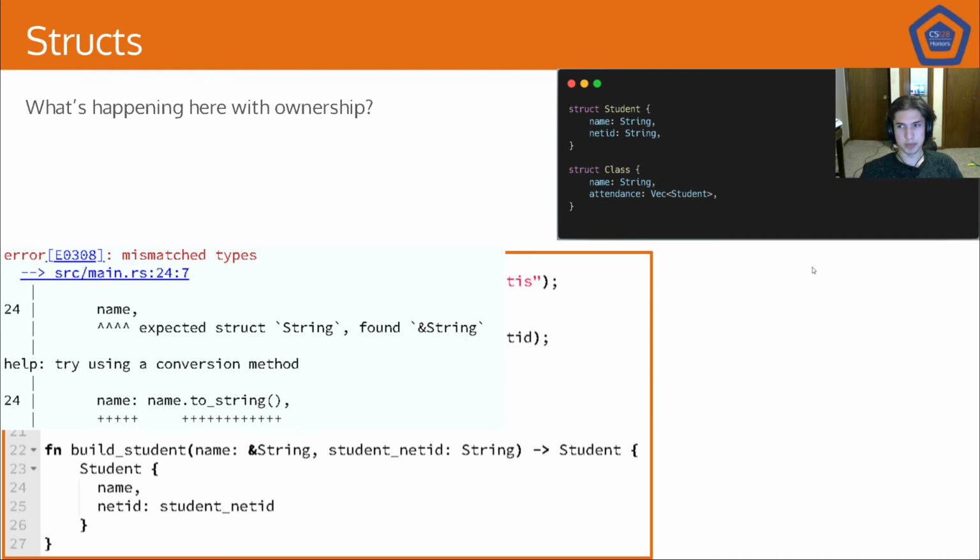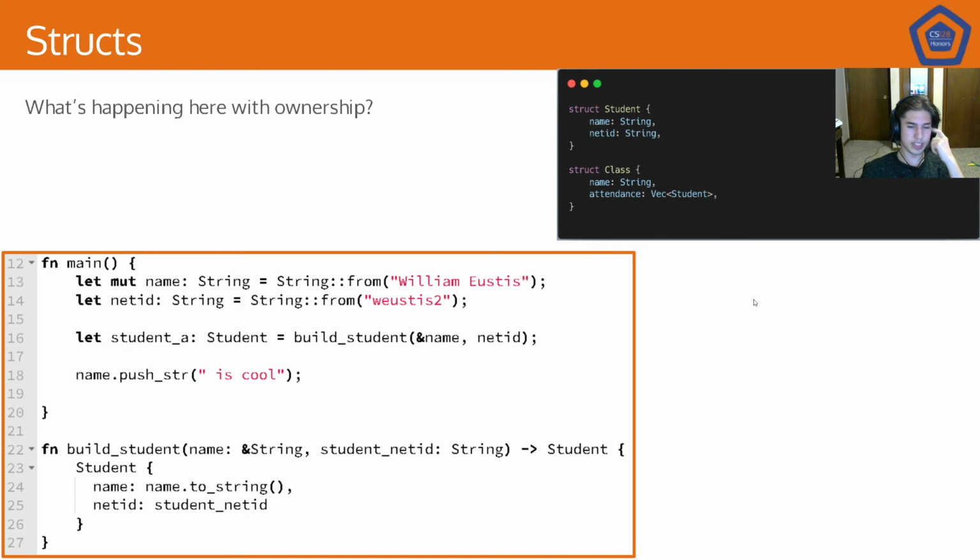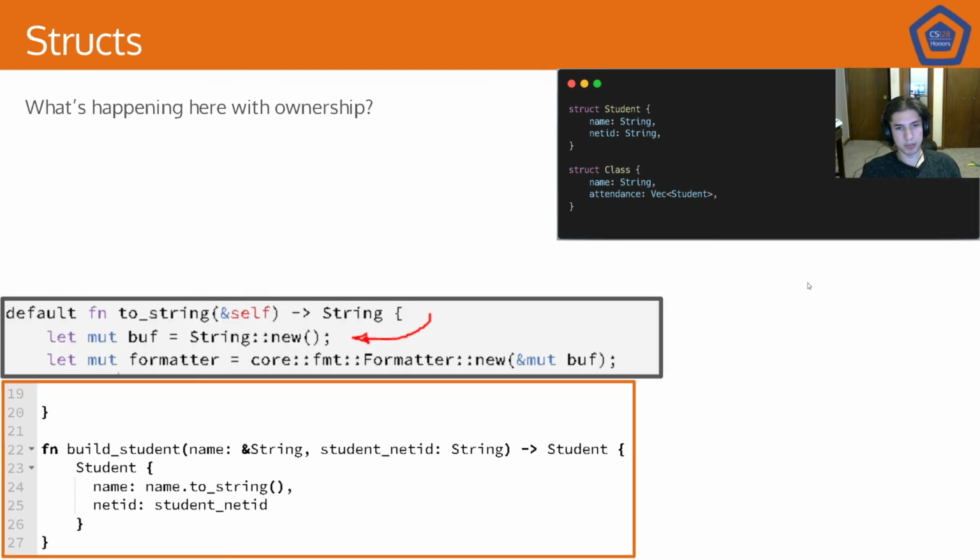Sure. Okay, the Rust compiler is smarter than us. So we'll try this, and this actually works. This compiles, this runs. But once again, if you add a print statement here, you'll get William Eustis. You won't get William Eustis as cool. This is because the toString method actually does clone it, sort of sneakily in the back end. We can open up the documentation, and we know it clones it.